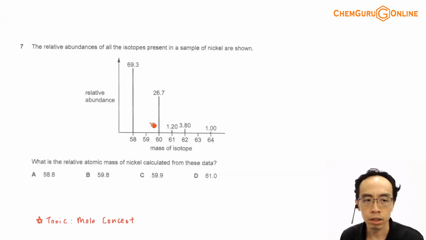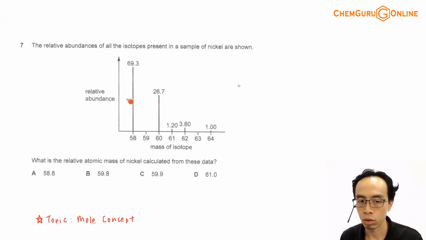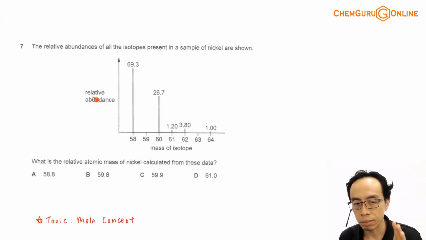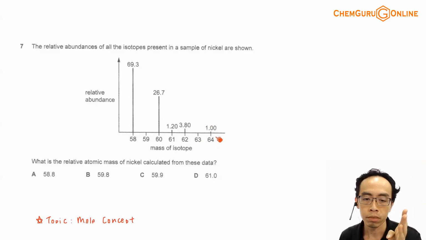Okay, next, how about question 7? The relative abundances of all the isotopes present in a sample of nickel are shown. So we have the relative abundance, and then we have the mass of isotope. For 58, the relative abundance is 69.3. Then mass number 60, relative abundance 26.7. 61 is 1.20. 62 is 3.80. 64 is 1.00. Now, you have to keep in mind this is relative abundance. Relative to what? Relative to 64, because this is 1. Everything is relative with respect to the mass of isotope 64.